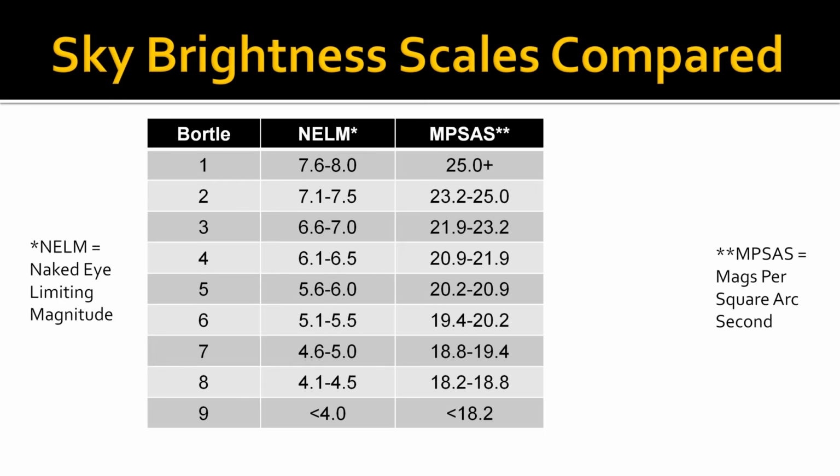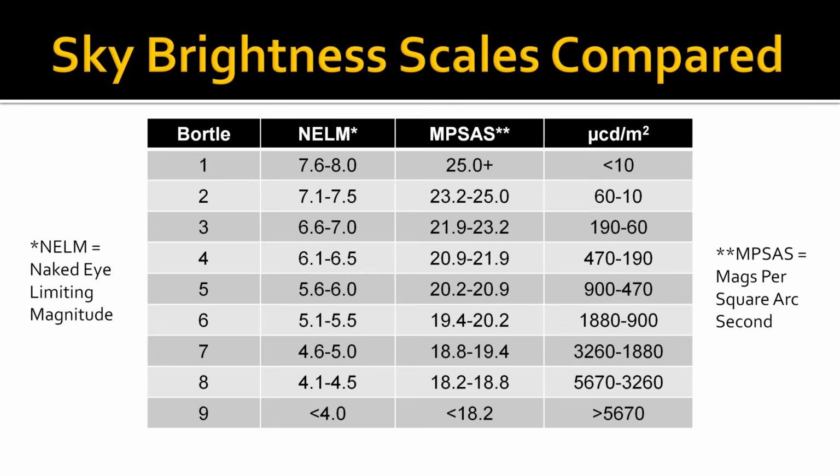To put things into perspective, let's add another column to the table. This one in engineering units of microcandela per square meter. Now we can see the very large range of brightness that we are dealing with, and why using a logarithmic scale is so convenient.